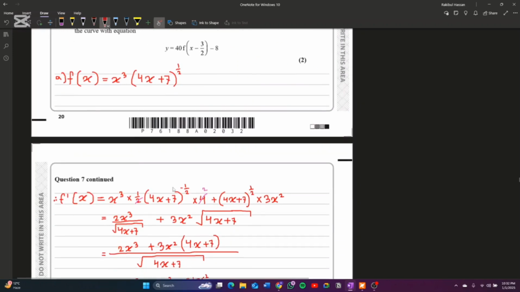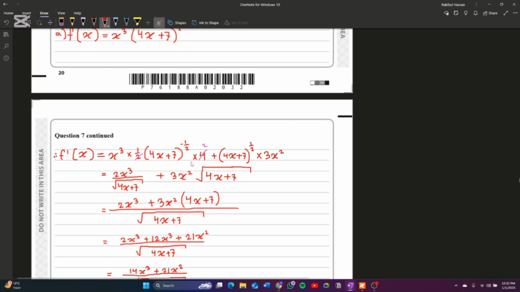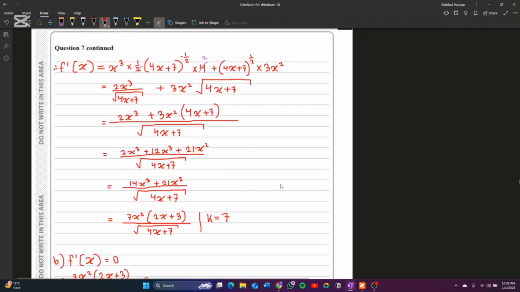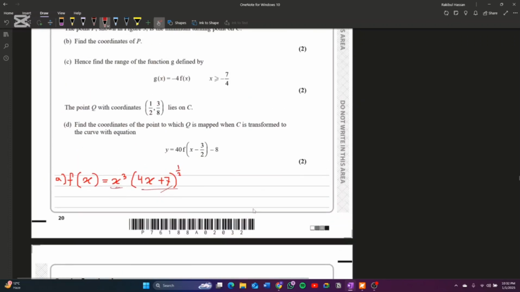The f of x is this, and so f dash, the first derivative, would be we keep this x cubed and then we differentiate this part. And for the next term, we keep this part and we differentiate x cubed, right? So doing this formula, we get to this point where we can clearly see that k is equal to 7.